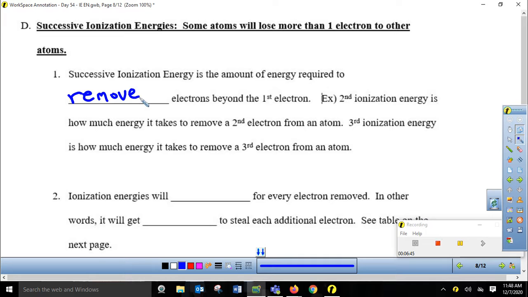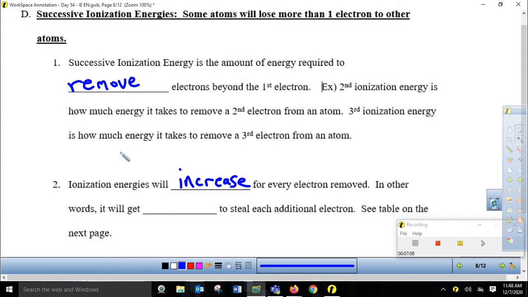We're saying, all right, we already stole the first electron. How much energy is it going to take to steal a second electron? That is called the second ionization energy. How much energy would it take to remove a third electron? That is called the third ionization energy. Number 2: ionization energies will increase, usually dramatically, for every electron removed. That means it will get harder to steal each additional electron. And we're going to flip the page here.